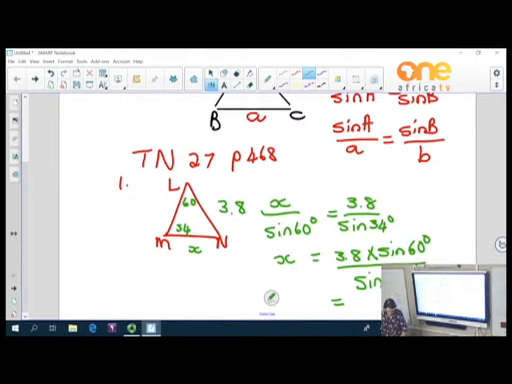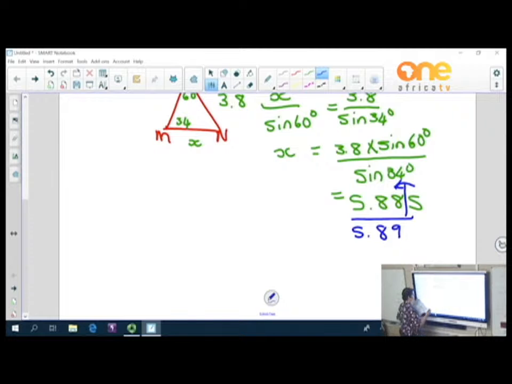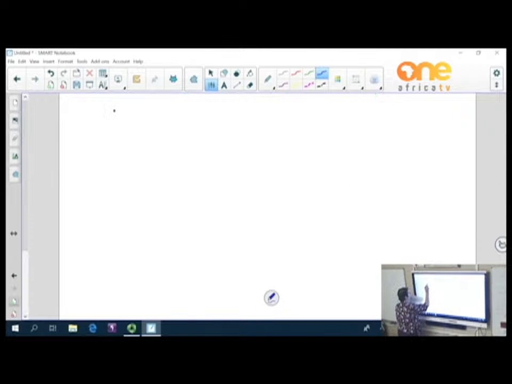5.885. It's also important that we will look at the rounding. So I got here 5.885. Sides are going to be rounded to 3 significant figures. So there is 3 significant figures. Will the 5 influence the 8? Yes, and it becomes then 5.89. Right, number B. Try now 27.